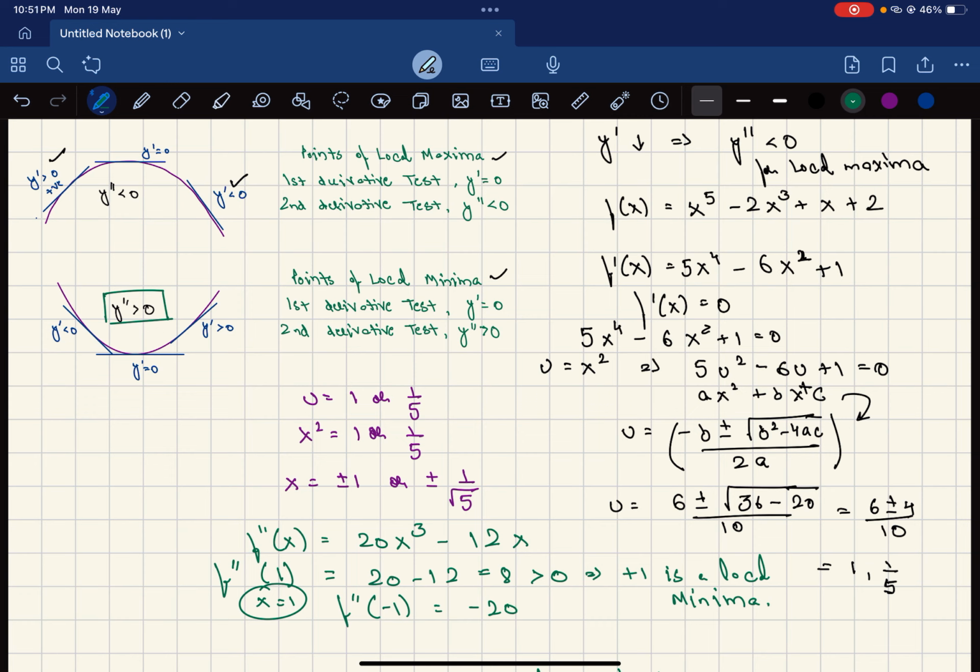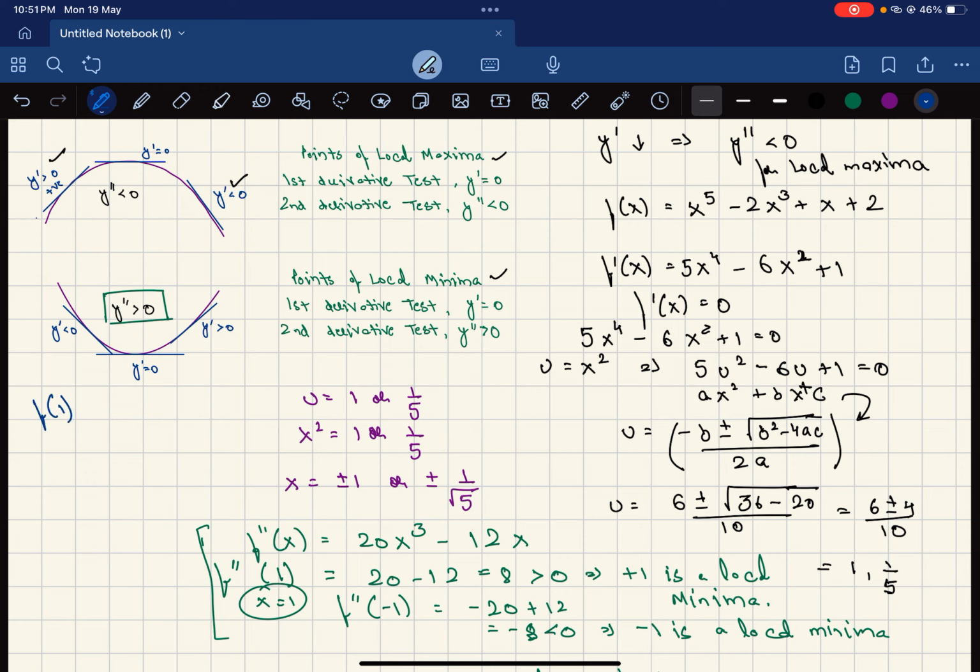Then minus 12 into minus 1 is plus 12. So this becomes minus 8, which is less than 0. Therefore, minus 1 is a local maxima. So let us say right now we only want to check for these 2 points. So let us now try to find the values at these extrema.